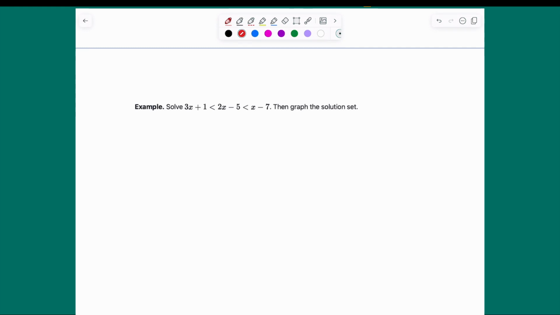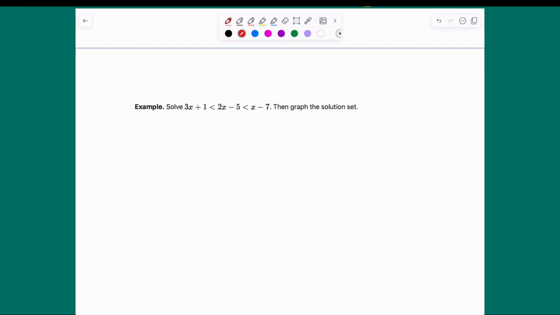Okay, so in this example, we're going to solve 3x plus 1 less than 2x minus 5, and 2x minus 5 is less than x minus 7, and then graph the solution. Okay, so this is a compound inequality, and in fact, it's a double inequality, and it's a conjunction, which means we could separate this here.